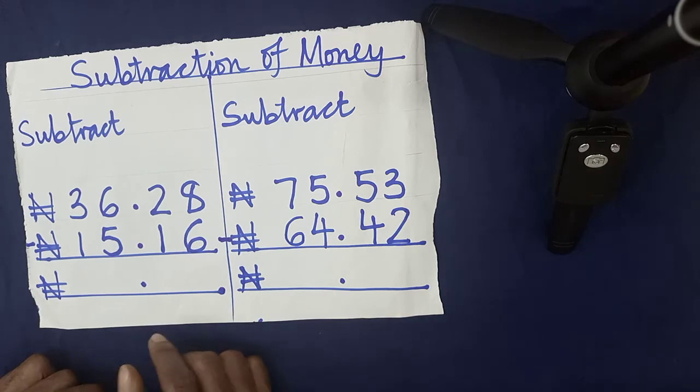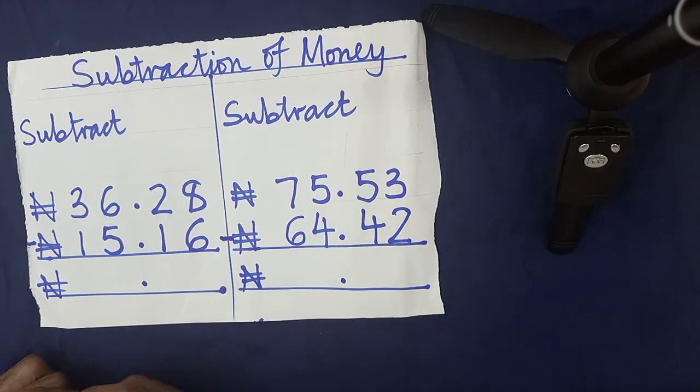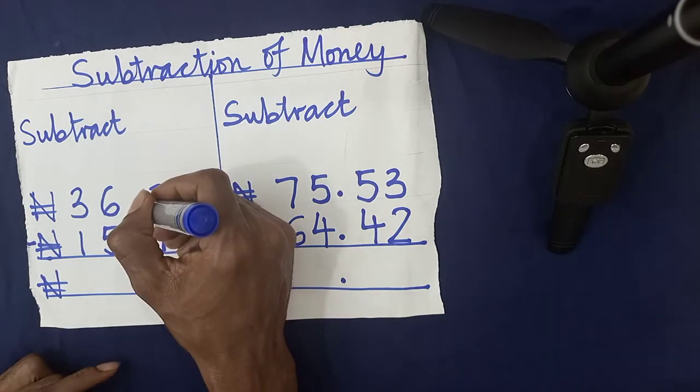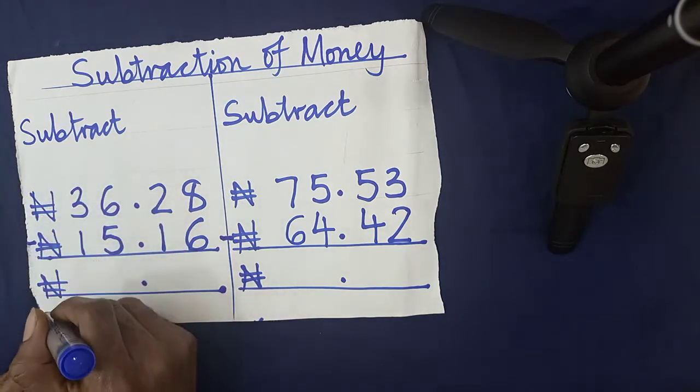Okay, the word that follows the word "from" is usually the first when we are subtracting. So subtract the smaller one from the larger one. Quickly, we've arranged our points to be in a straight line, and we've written our currency.